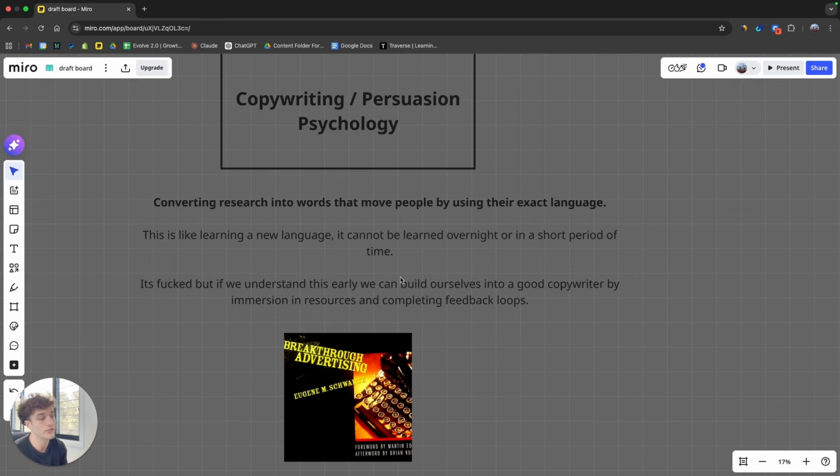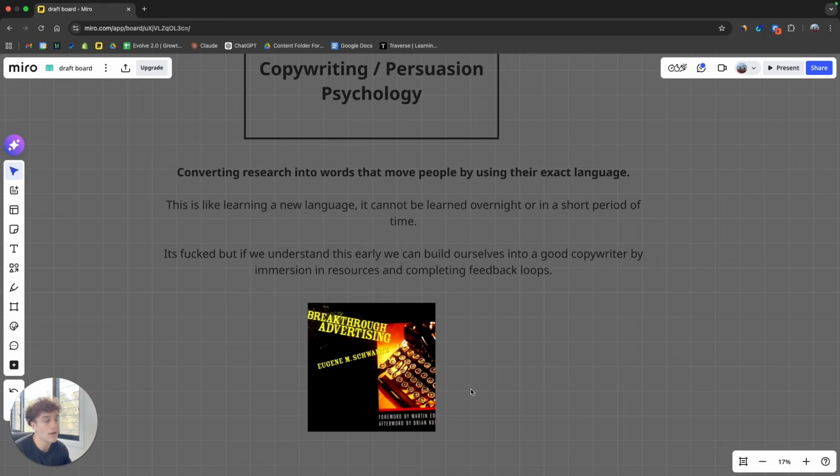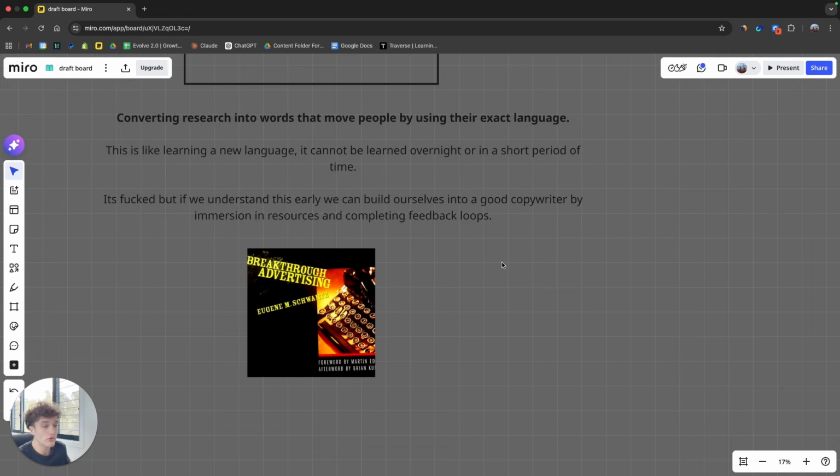So if you're constantly reading high converting news articles, or constantly studying your competitors' scripts to go, oh shit, this is why they did it, you're going to become a better copywriter because of that. It's not like with feedback loops, where I can say, this is how to do it. Copywriting has a lot more depth to it. That's why I really push you guys to read this book. I know I've pushed it over and over, but this will change your life as it did for us. Learning copywriting is tough, but if you understand this early, you can build yourself into a good copywriter just by immersion in resources and completing feedback loops.